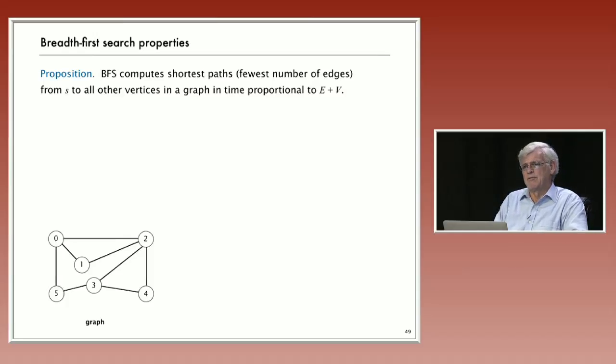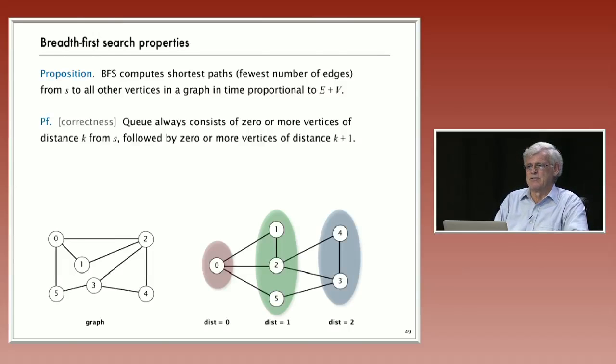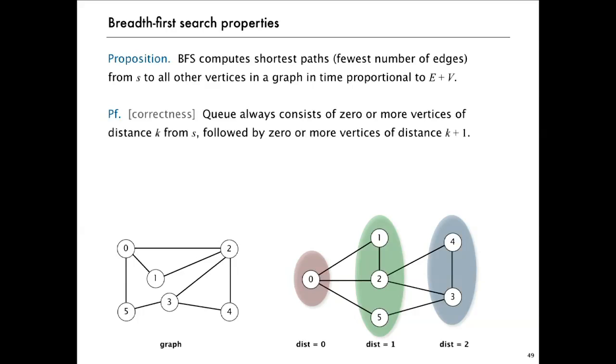So breadth-first search computes shortest paths, that is, it builds a data structure that we can answer shortest path queries from the source S to all other vertices in the graph in time proportional to E plus V, the number of edges plus the number of vertices. And so let's look at why that's the case.